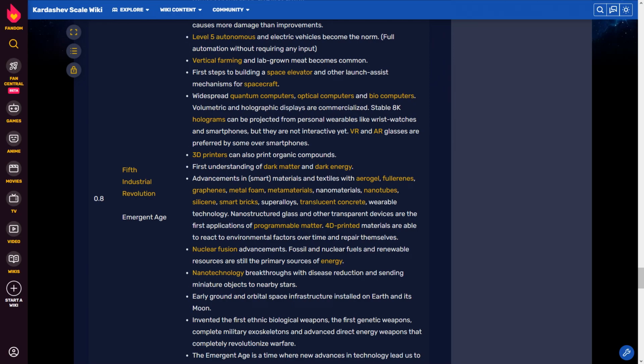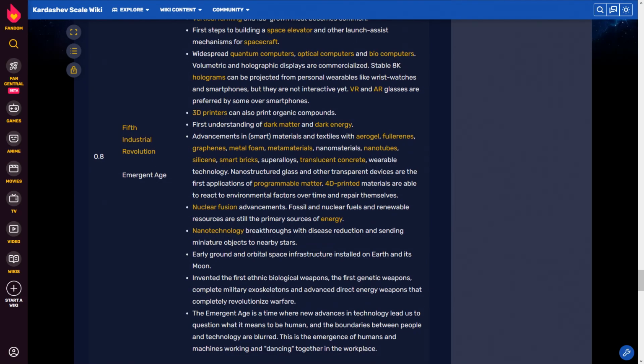Anyway, 3D printers can also print organic components, or compounds. First understanding of dark matter and dark energy. Advancements in smart materials and textiles with aerogel, fullerenes, graphenes, metal foam, metamaterials, nanomaterials, nanotubes, silicene, smart bricks, superalloys, translucent concrete, wearable technology. Nanostructured glass and other transparent devices are the first applications of programmable matter. 4D printed materials are able to react to environmental factors over time and repair themselves.